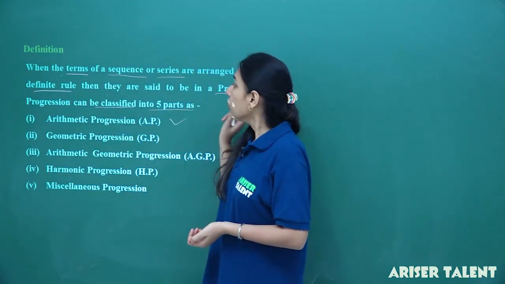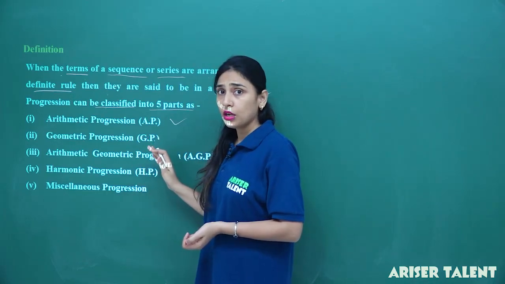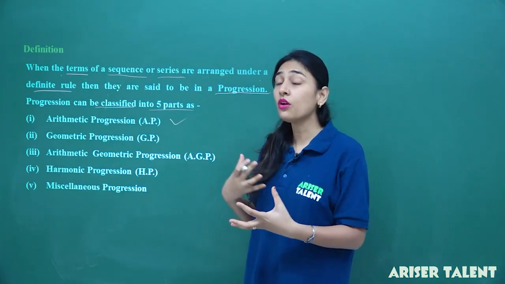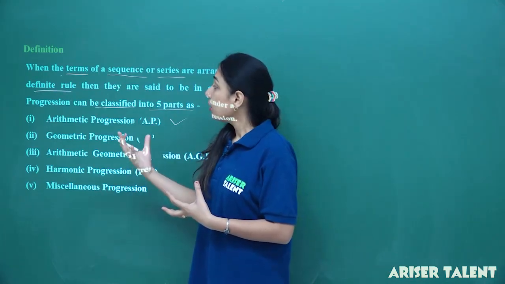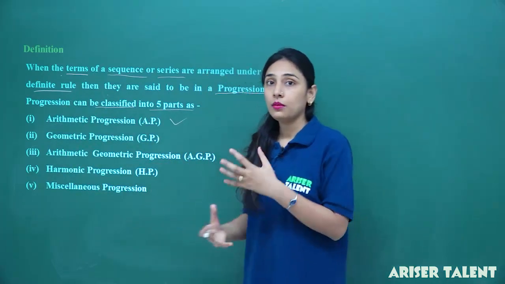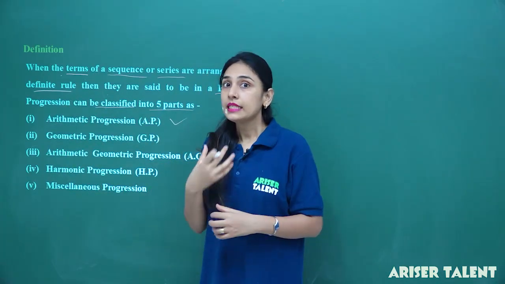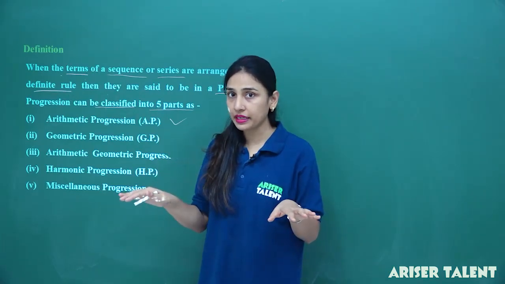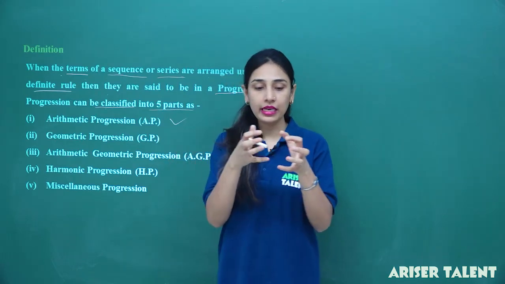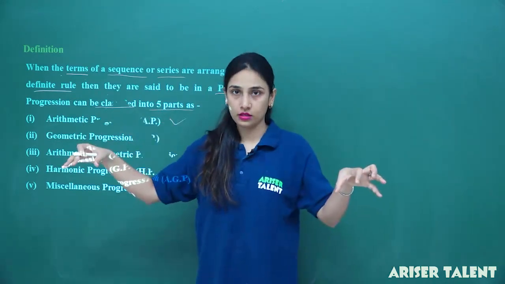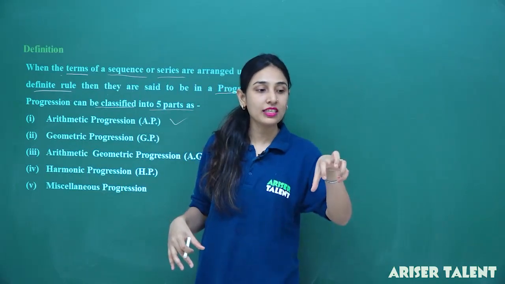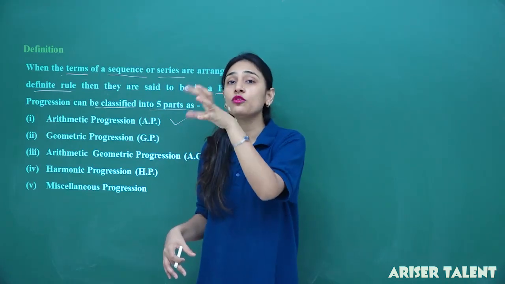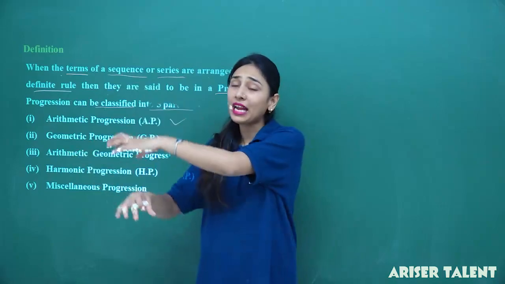So what are these progressions? Progression is a series or sequence of terms, right? When we have to study something systematically, what do we do? We divide it into subcategories so that we have arranged groups of 5 or 6 things. A particular type of things we will study in one group, a particular type in the second group, the third group, the fourth group and the fifth group.